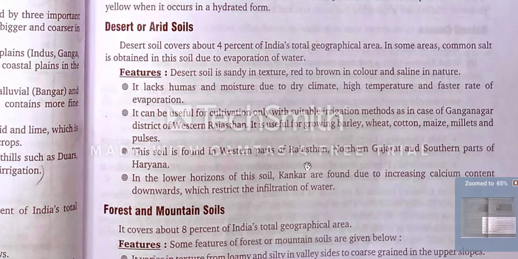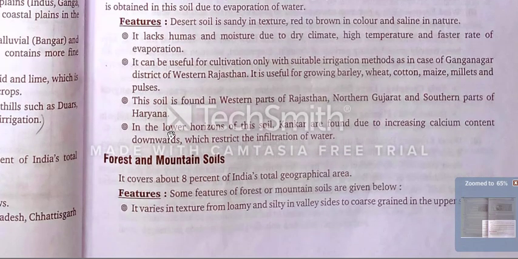This soil is found in western parts of Rajasthan, northern Gujarat, and southern parts of Haryana. Where is desert or arid soil found? The desert and arid soil is found in western part of Rajasthan, northern Gujarat, and southern parts of Haryana. Okay, next. In the lower horizons of the soil, kankar are found due to increasing calcium content downwards, which restrict the infiltration of water.